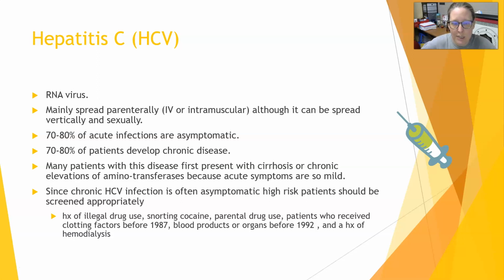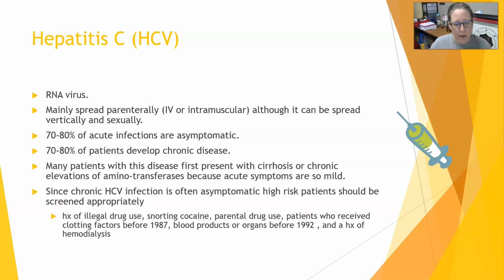70 to 80% of acute infections are asymptomatic, so no symptoms, and 70 to 80% of patients develop chronic disease. Many patients with the disease first present with cirrhosis of the liver or chronic elevations of the aminotransferases, so that would be ALT and AST, because the acute symptoms are so mild. Since chronic HCV infection is often asymptomatic, high-risk patients should be screened appropriately.